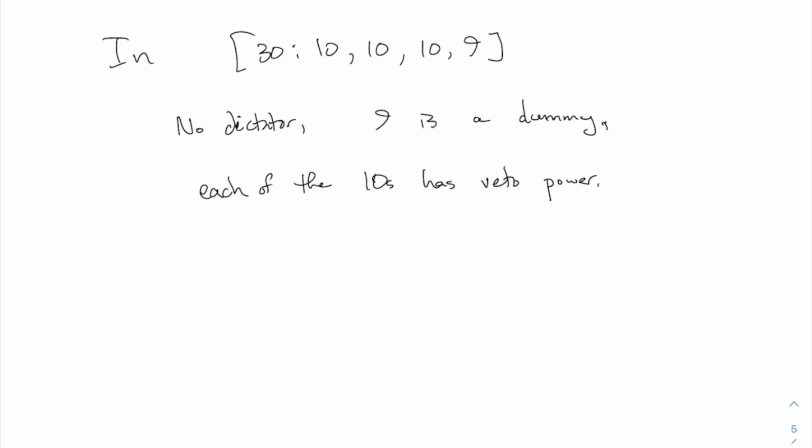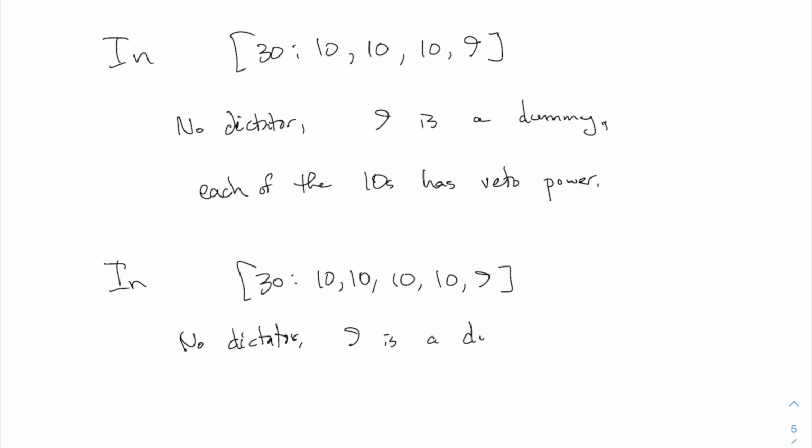All right. What about this? Simple variation. How about we just add in another 10 to the same system? Now, in this system, it's still true that the 9 is a dummy and there's no dictator, because it's still not possible for the 9 to make any difference here. What about the 10s? Do the 10s still have veto power? You have to ask yourself, when I look at this 10 right here, do I need to use this 10 in order to make it to 30? And the answer is no, because you could use the other 10s.